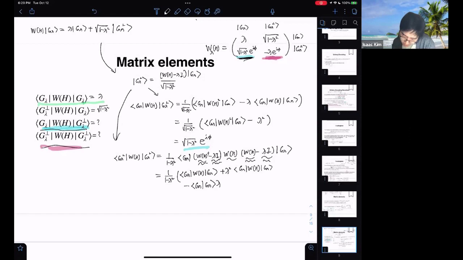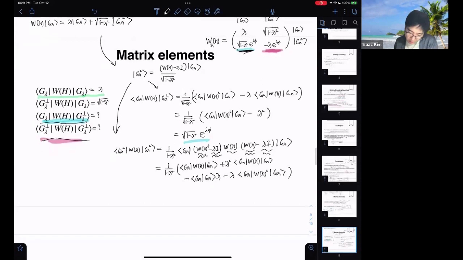Okay. Lastly, this term and that term. So that's minus lambda, G lambda, WH square, G lambda. Okay, so yeah, we're almost done. And this ends up being, the first term is lambda. The second term is lambda cubed. The third term is minus lambda. And the last term is minus lambda. So we can simplify a little bit further.